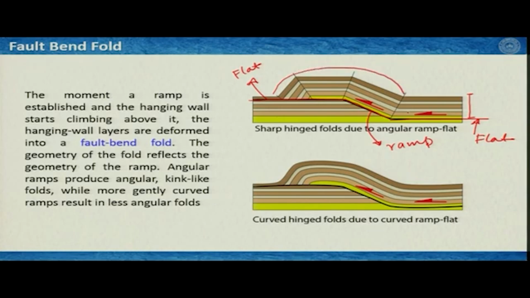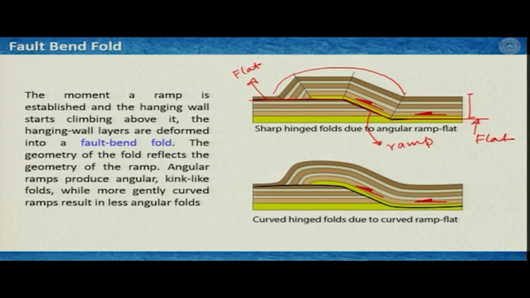So the layers over the ramp, when it rides, have to bend to accommodate the space. Therefore, this is known as fault bend fold. When the hanging wall layers get bent along a fault plane, it is a fault bend fold. This term "along" is very important. The geometry of the fold reflects the geometry of the ramp.